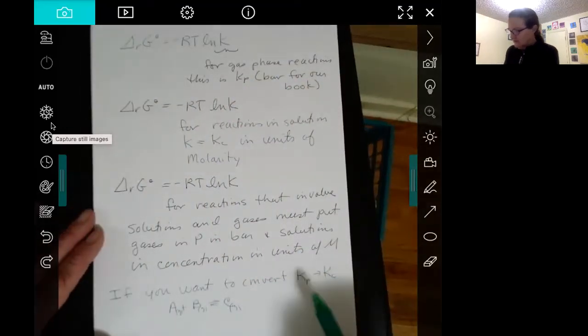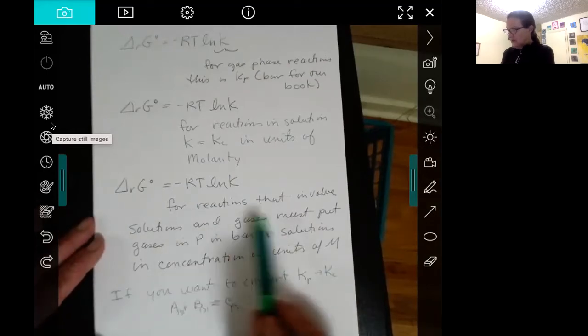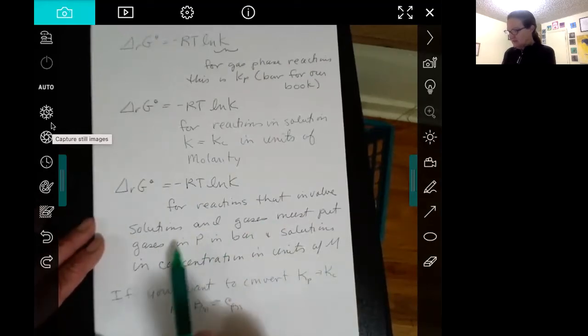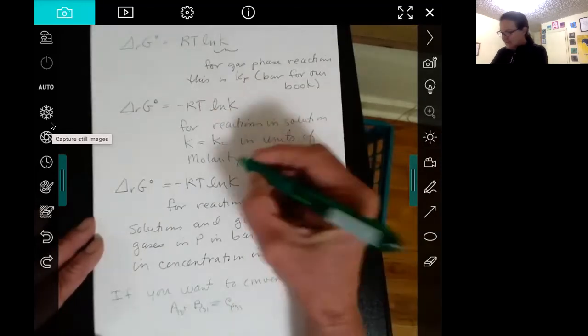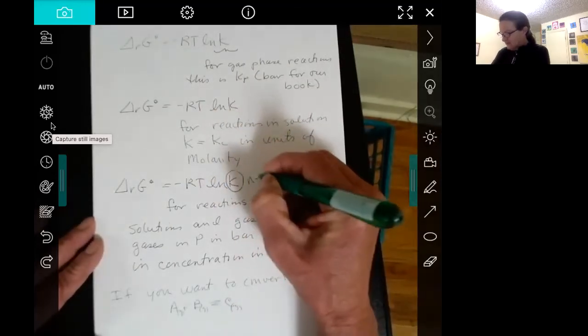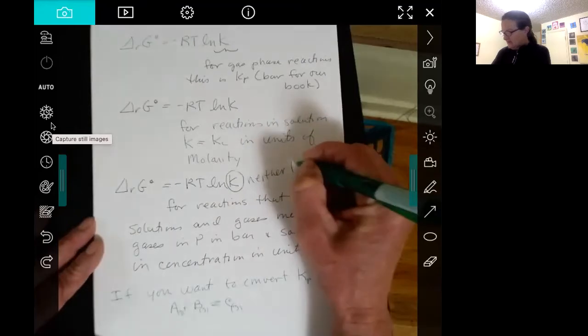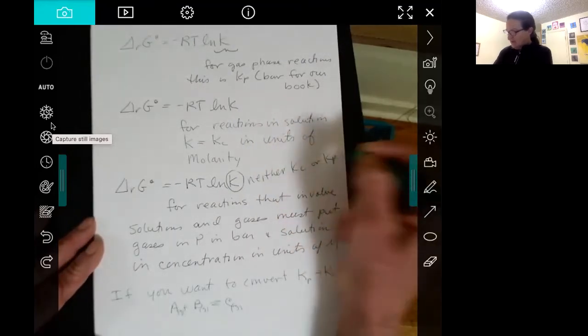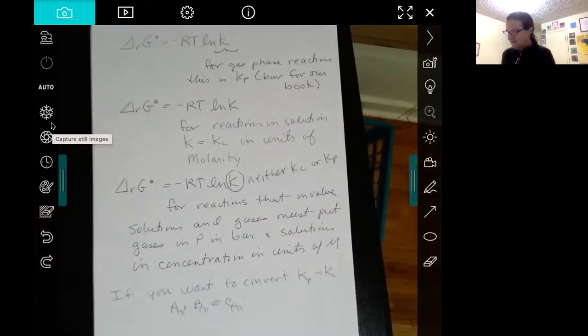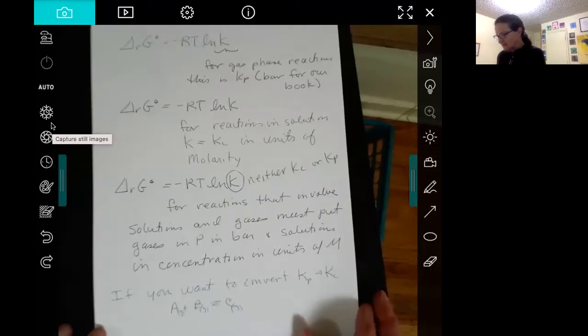Here's the tricky one that's a little harder to think about, but for reactions that involve solutions and gases, you must put gases in pressure in bar and solutions in concentration of molarity. So this is really neither Kc or Kp. It's whatever units you need for your gases and your aqueous or whatever kind of solvent solutions. So think about that, and some of the problems you work, I'm sure, will make you use that concept.